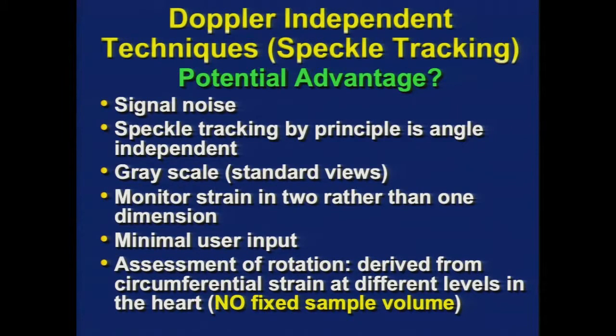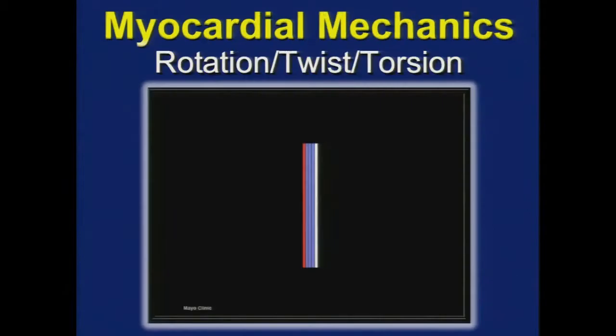By principle, it's going to be angle independent. This can be obtained from any standard grayscale image. You can monitor strains in multiple dimensions because there is no fixed sample volume. So it will allow the assessment, say, of rotation or other parameters of motion. And this may be clinically important because we realize that the muscle fibers don't just lengthen and shorten, but that there's this twisting and untwisting.